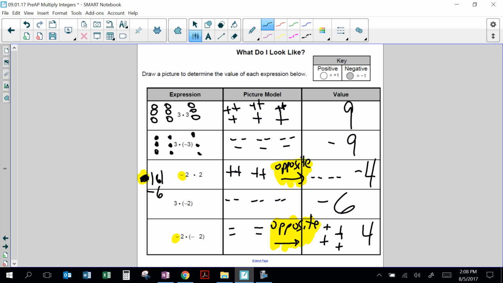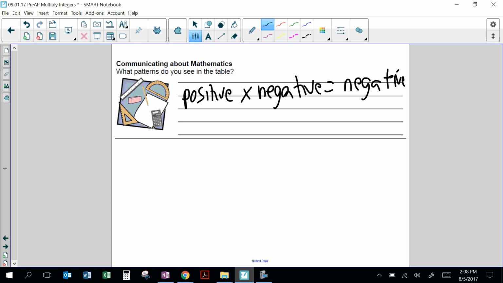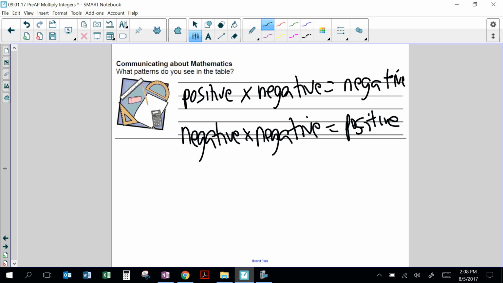Positive, positive, positive, negative, negative, positive. When you have two negatives, the answer is positive because it's saying do the opposite of a negative. What is the opposite of a negative? Positive. Same thing here. Negative times positive. Opposite of a positive is a negative.